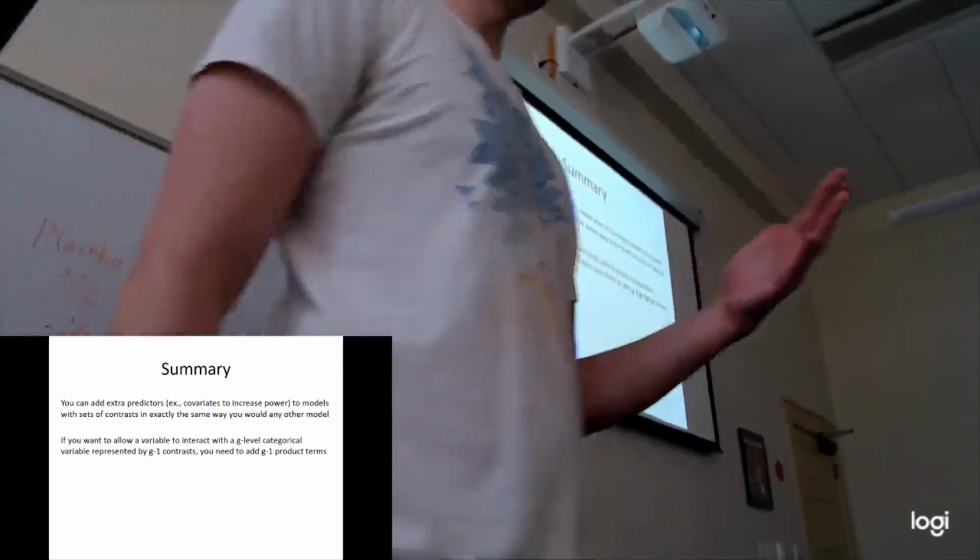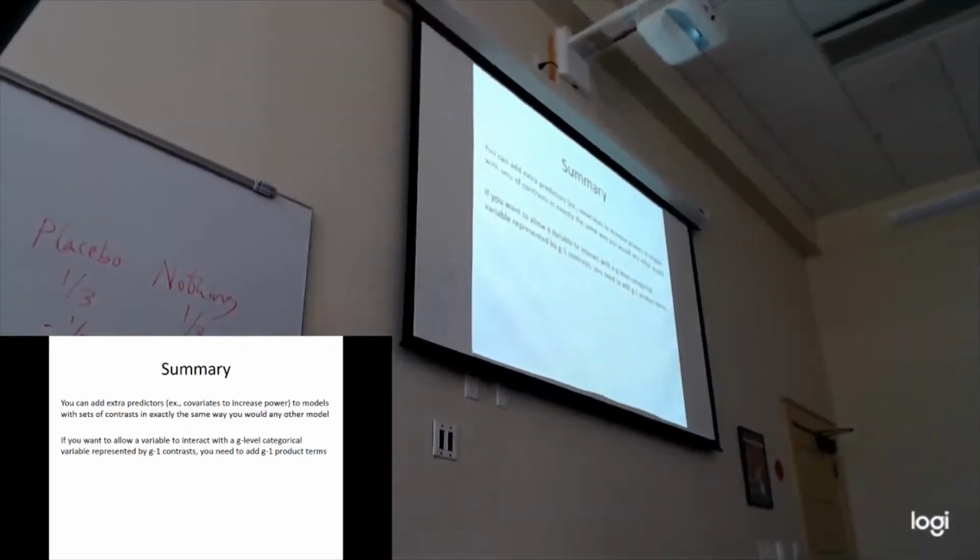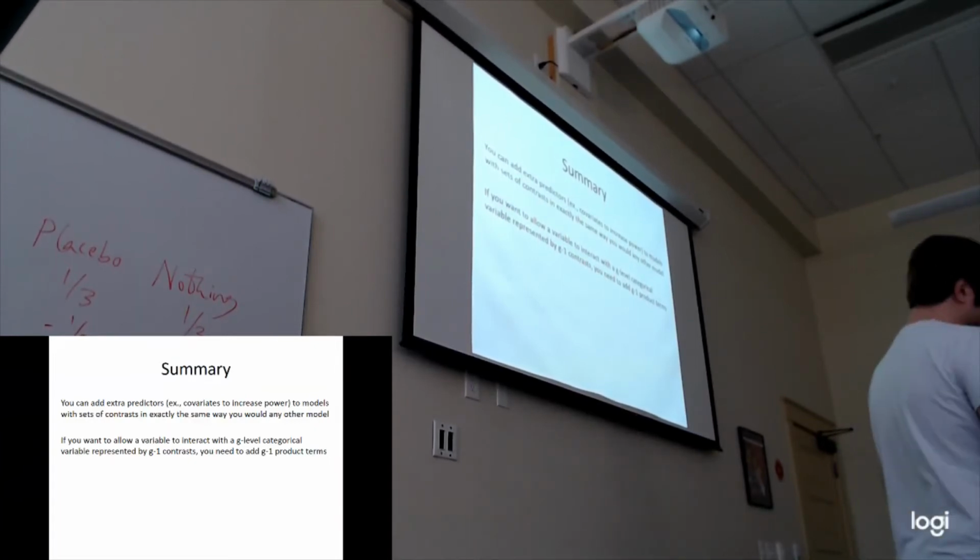Another thing that's different is that because you have to have extra mechanical variables to fully represent any specific categorical variable. So for a 3-level categorical variable, you have to have 2 mechanical variables. So because of that, when you add interactions with these sets of contrasts, you have to add multiple product terms.